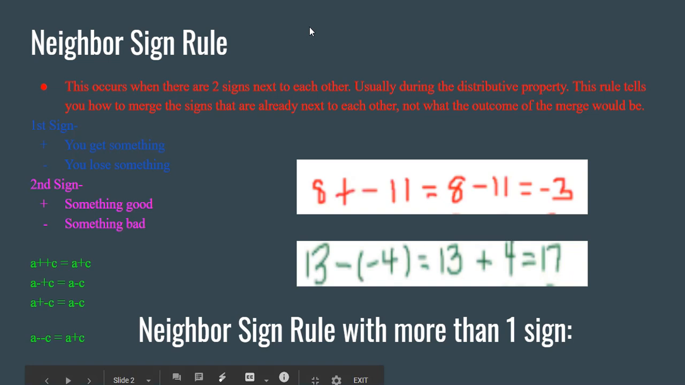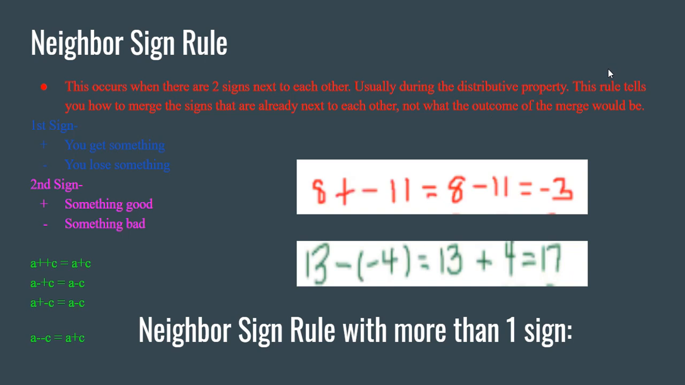For the first sign in the equation, if you have something positive, that means you get something. If you have negative, that means you lose something. For the second sign of the equation, if you have a positive, that means you get something good. If you have a negative, that means you get something bad. So a plus positive c equals a plus c. A minus positive c equals a minus c. A plus negative c equals a minus c. And a minus negative c equals a plus c.